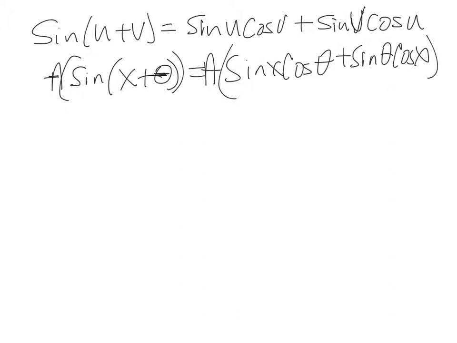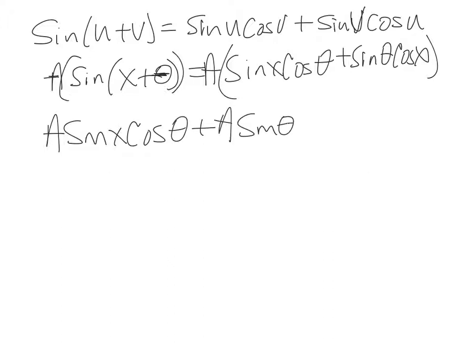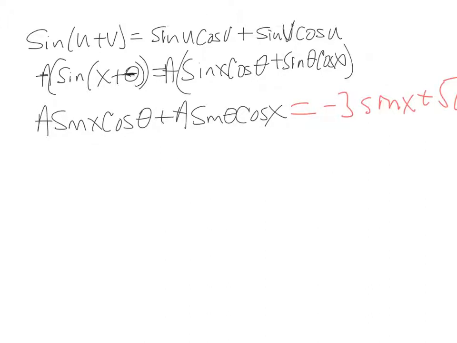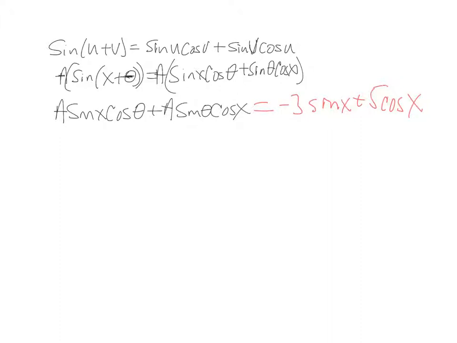And then I can distribute that a through, so a times the sine of x times the cosine of theta plus a times the sine of theta times the cosine of x. So this has to be equal to that right-hand side.